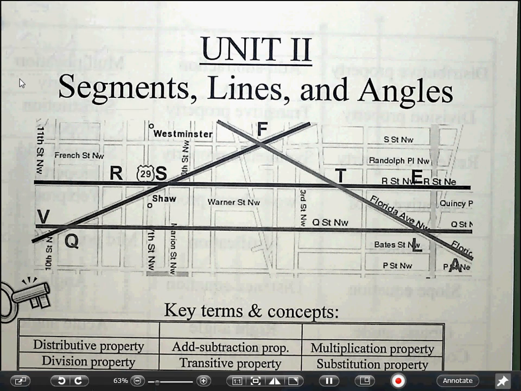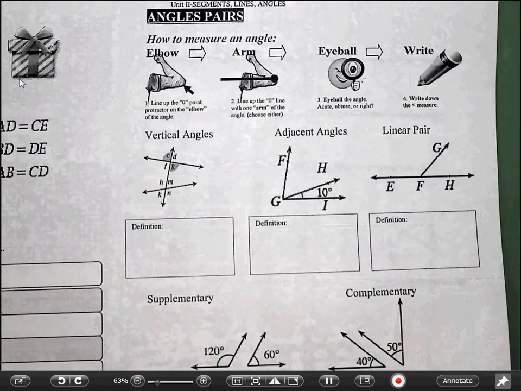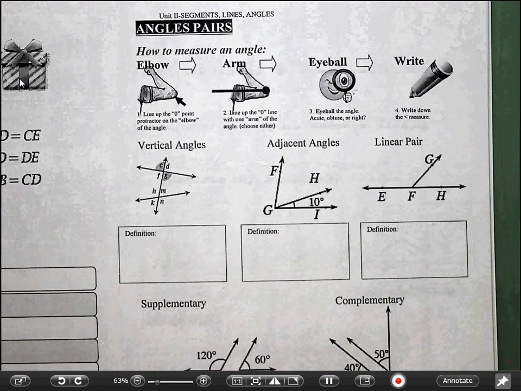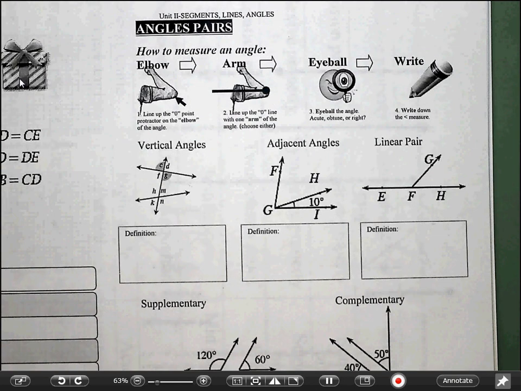Get out your reference booklet, find Unit 2 here. Find the Unit 2 heading, it's the second yellow. And then go like 2 pages in, or it's one page on the back side. You're looking for this, angle pairs. So find the Unit 2 heading and go 2 pages in.